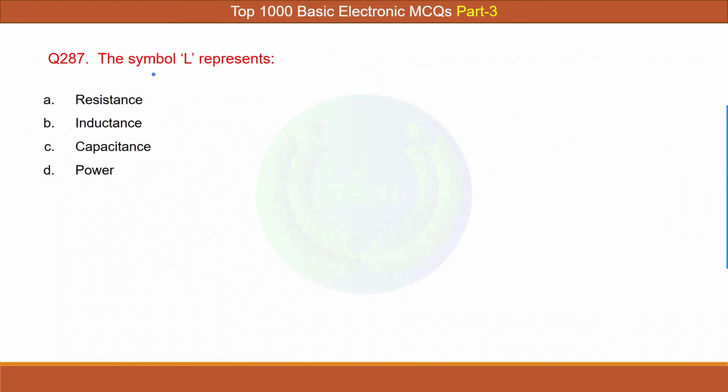Next question, question number 287. The symbol L represents option A resistance, option B inductance, option C capacitance, option D power. The answer is option B, inductance.